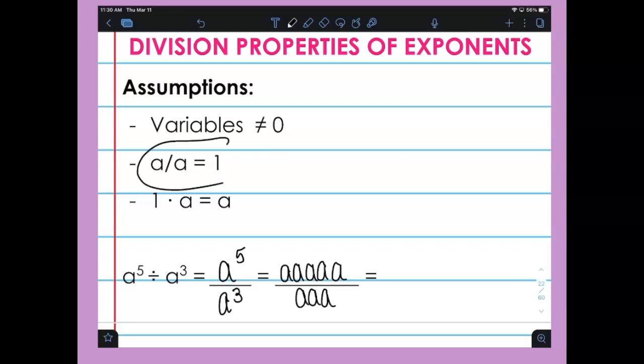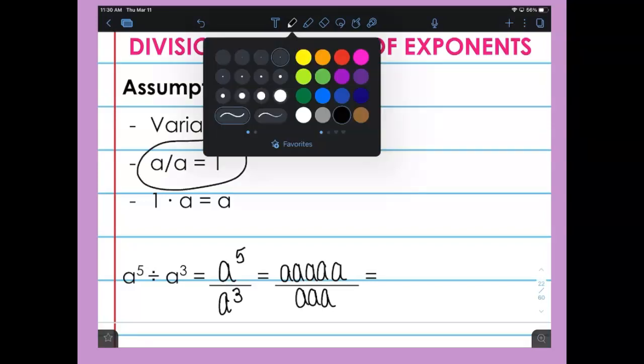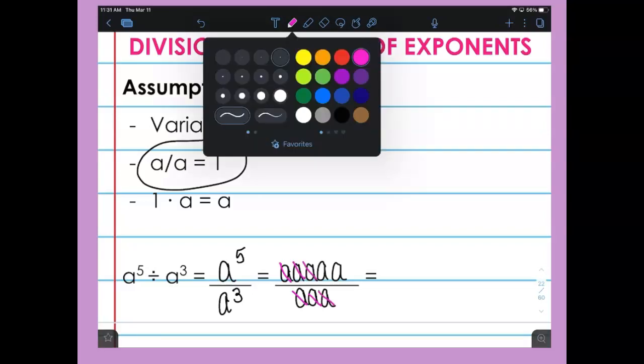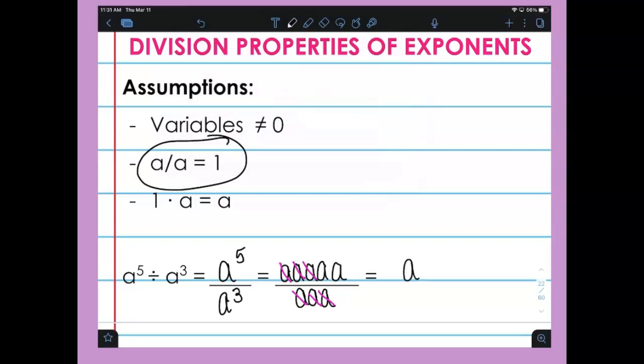Now, because of our assumption, anything divided by itself just turns into a 1. So a over a turns into a 1, and that turns into a 1, and that turns into the 1. So for our final answer, we get a to the second, for the first one. It's important to note that the two a's are in the numerator, so when we write our answer, they need to be in the numerator.